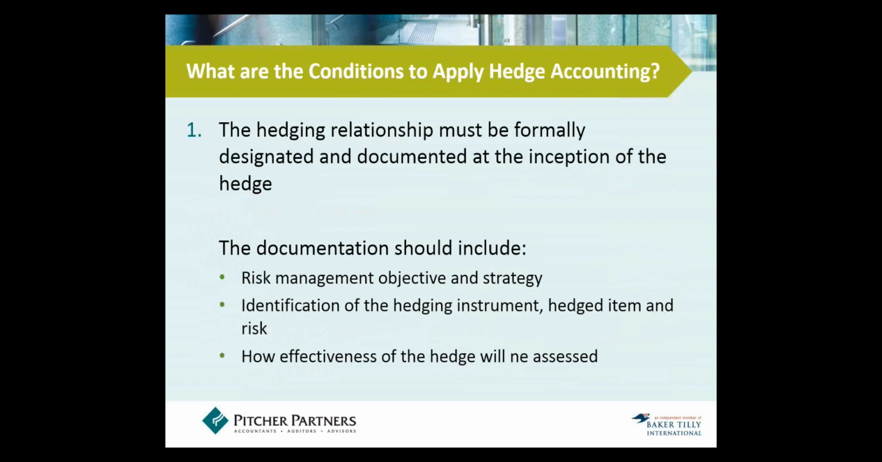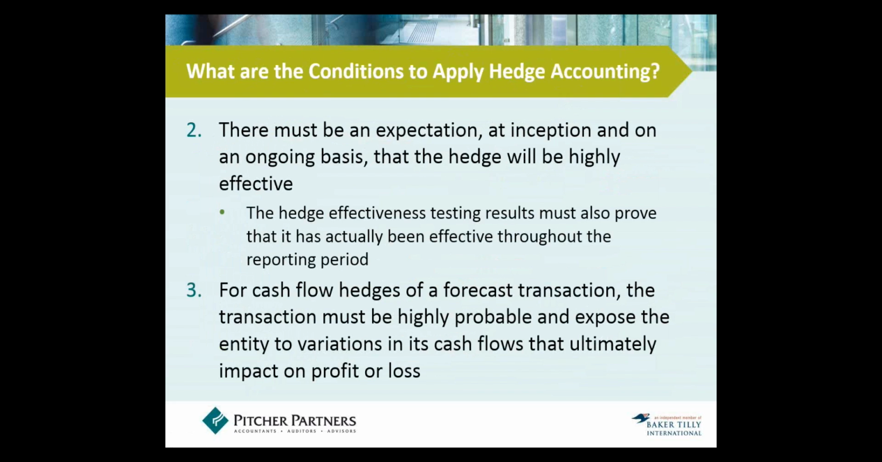Identify the hedging instrument, the hedged item, what is the risk, and then also how effectiveness of the hedge will be assessed. So the hedge effectiveness has to be assessed on inception, but also continuously going forward, retrospectively, to ensure that this hedge that we've designed is actually effective. So that's the first thing. The hedging relationship must be formally designated and documented. And to our clients, if you want to go down this path, you should contact us so we can work with you to get the hedge documentation in place that meets all the requirements.